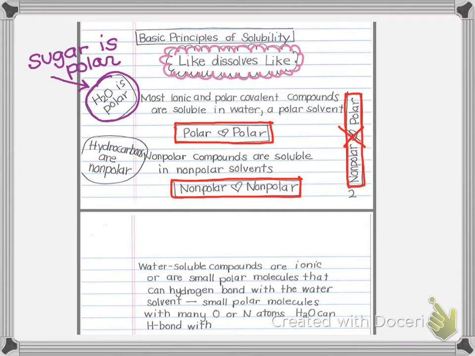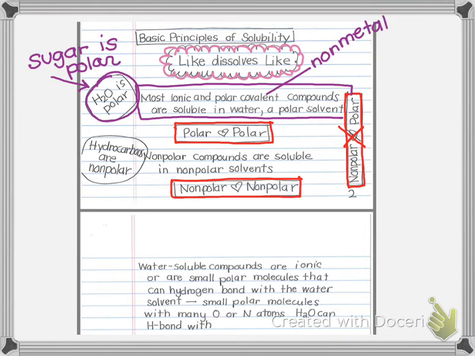Now, sodium chloride is an ionic substance, and here's a generalization: most ionic, and we'll talk about the "most" in just a minute, and polar covalent compounds are soluble in water, which is a polar solvent. Covalent, again, means it's made of nonmetals, and ionic would be metals and nonmetals. I'll just put M plus N because I'm running out of room there. So remember, polar substances like polar substances, including water.